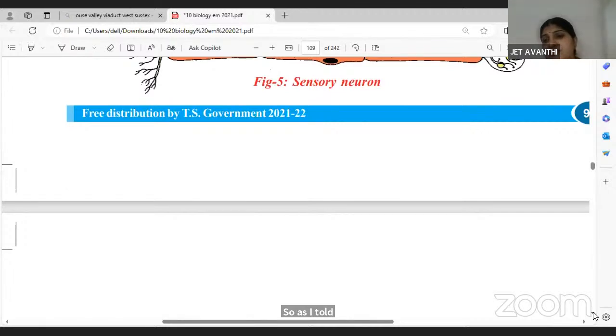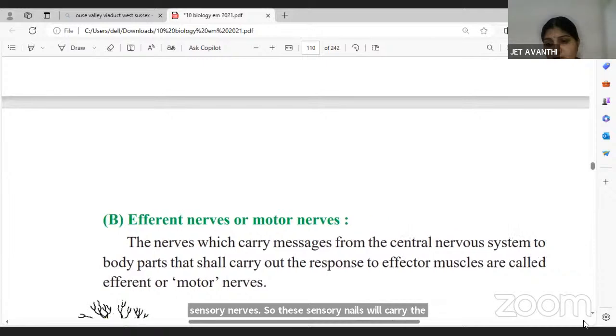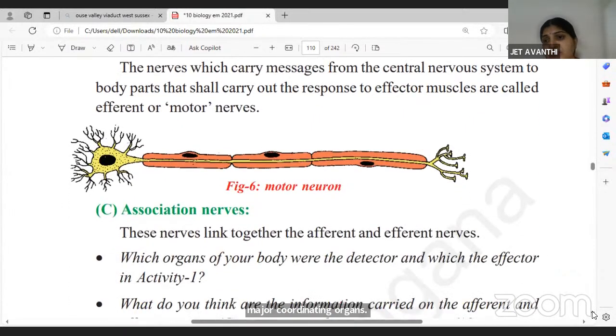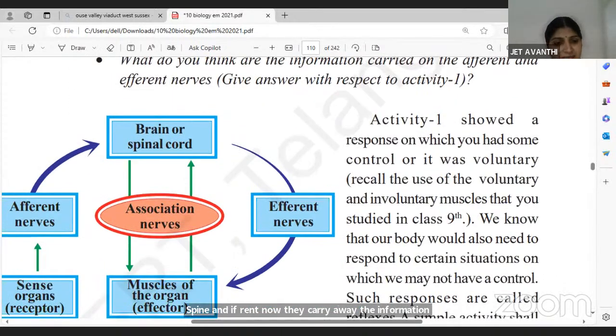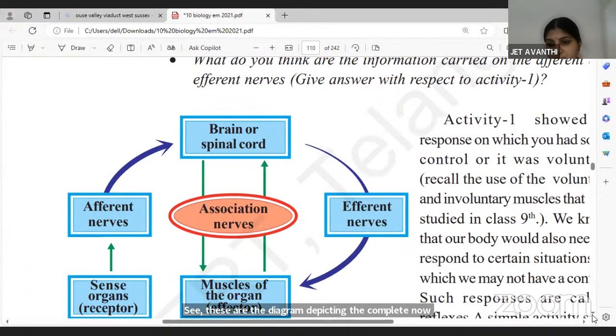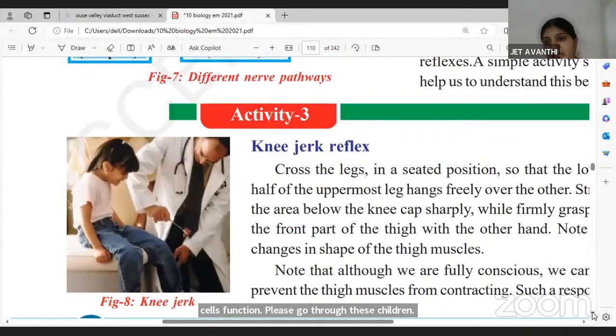As I told you, afferent nerves are also called sensory nerves. These sensory nerves will carry the impulse or information from sense organs to the major coordinating organs, that is the brain or spine. And efferent nerves carry away the information from the brain or spine to the body parts. See, this is the diagram depicting the complete nerve cell function. Please go through this, children. Efferent nerves, and the knee jerk, is a reflex action. When a bright light is falling on our retina, on our eye, immediately we'll just blink our eyes or close our eyes.